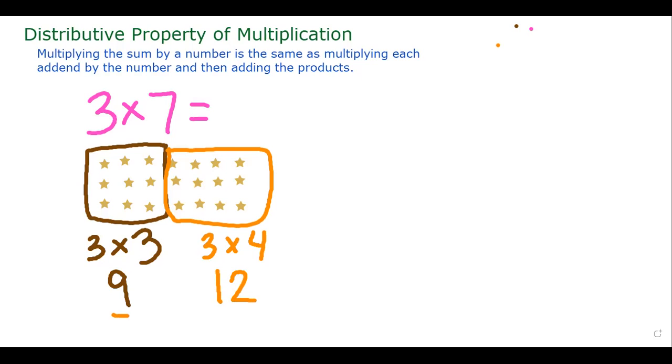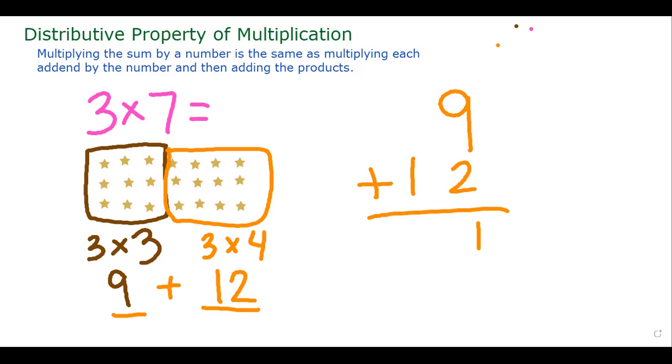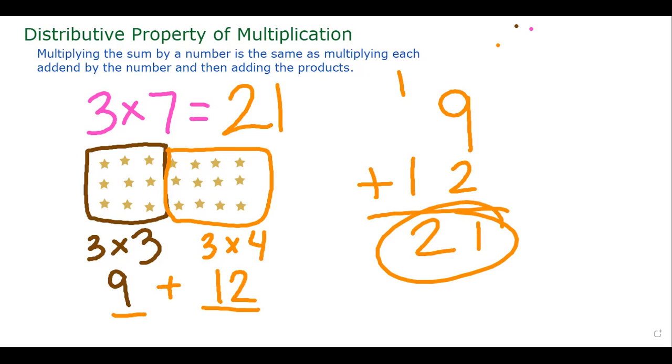Now, I have my product of 9, and I have my product of 12. To find my total, I'm going to add these two up. So I'm going to add 9 plus 12. 9 plus 2 is 11. Carry my 1. 2. So my answer is 21. 3 times 7 equals 21. I used the distributive property to break apart the larger number of 7 into 2 smaller numbers to make it a little bit easier for me to multiply.